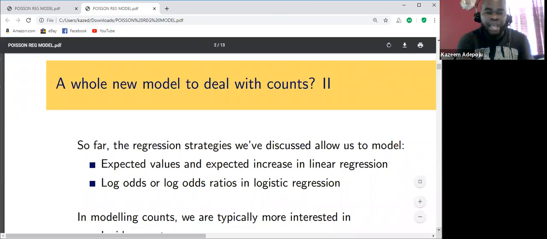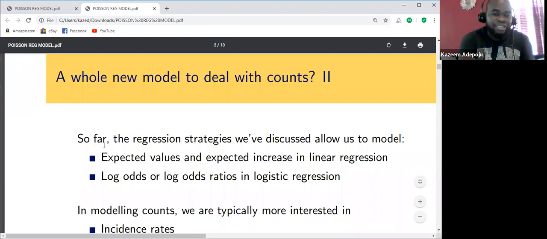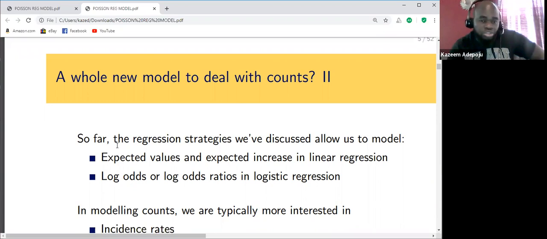So take a look at what I have here. Like I said, so far, the regression strategies we have discussed allow us to model the expected values and the expected increase in linear regression. I think you know that, we've done that. Then the log odds, or the log of odds ratio, have also been talked about in logistic regression. But there is something that we have not really done before.